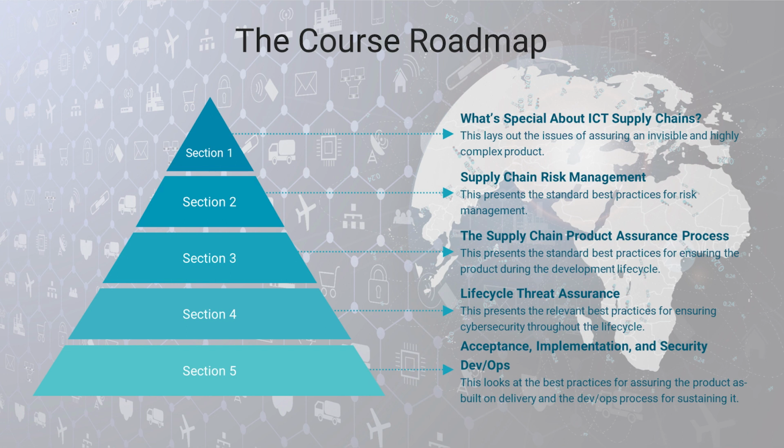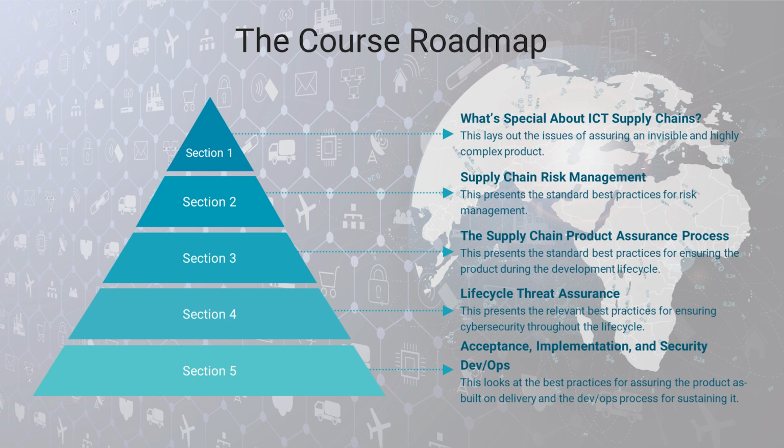There are a set of 5 basic threats to ICT supply chains that are a consequence of primarily their invisibility, but also the complexity of software. We're going to look at what those categories of risk are and talk about what kind of mitigations are required to address them. And then we're going to talk about the product assurance process.